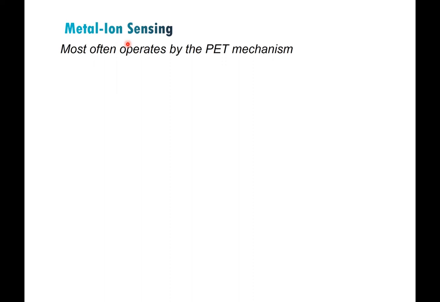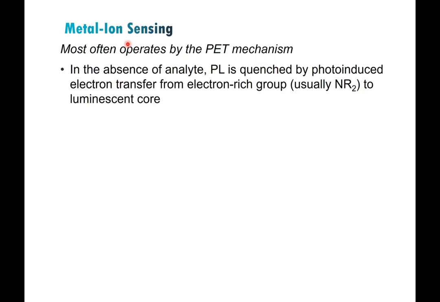So the most common mechanism for metal ion sensing is what's called the PET mechanism, photo-induced electron transfer. The way this works is that when the analyte is absent, so these are usually turn-on sensors, and you don't have metal ions present, the luminescence is quenched by photo-induced electron transfer. Usually you're going to have some sort of electron-rich group with a lone pair, often an amino group on the molecule, that will, in the excited state, donate an electron to the luminescent core and quench luminescence. We talked about electron transfer quenching earlier in this course, and this is basically an intramolecular electron transfer quenching that happens when you don't have metal ion present.